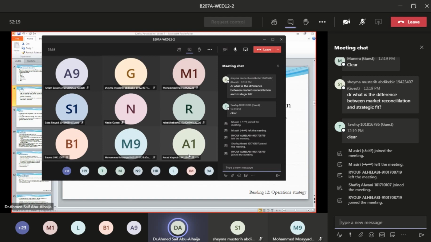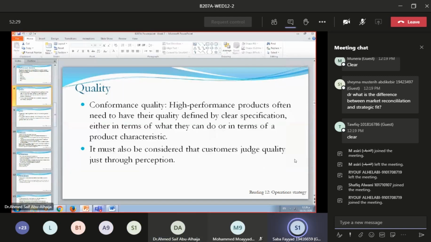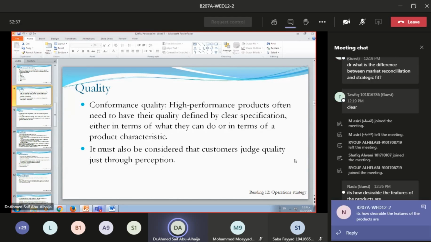Yes, you're right. It's part of that. Who else wants to add? This is Saba. It's like the functioning of the product, if it functions right or not. Does it do its job in a good way? Yes, Saba, you're right. The function is important. Thank you, Saba. Thank you, Muhammad, for your contribution.